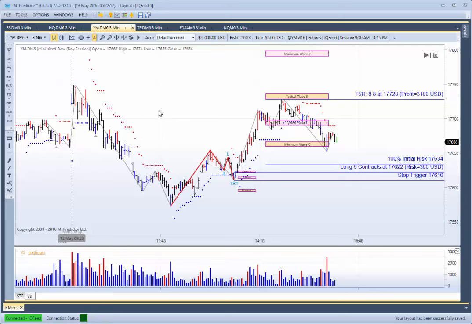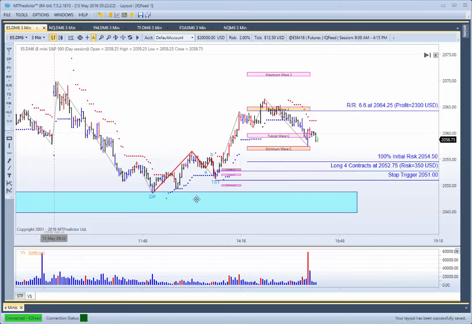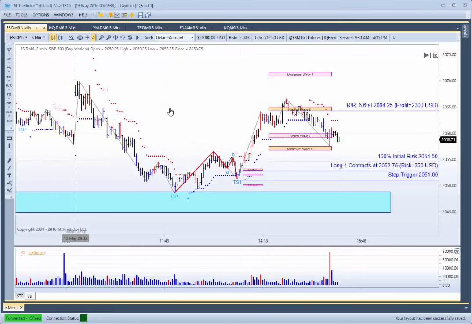So a very nice day on the US minis, but the one I really wanted to focus on was the ES, particularly as this 15-minute DP support came in there, nailing the low of the day so nicely, and then had those two great trade setups off on the back of that. So a very, very good day for MTPredictor on the US minis, in particular the ES yesterday, which was the 12th of May.